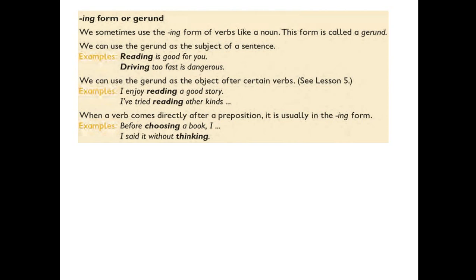Examples: Before choosing a book, I said it without thinking. So, a gerund: we sometimes use the ing form of a verb like a noun. This form is called a gerund. We can use a gerund as a subject. We can use a gerund as an object after certain verbs. A gerund comes directly after a preposition. So be careful with these sentences. It might come as true or false, and with these examples. The next thing, complete this sentence.